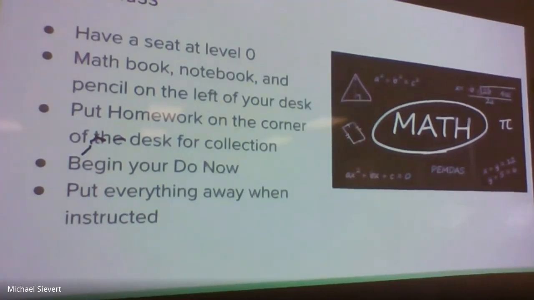Put your name on. Make sure it's 5 a.m. on your top two.